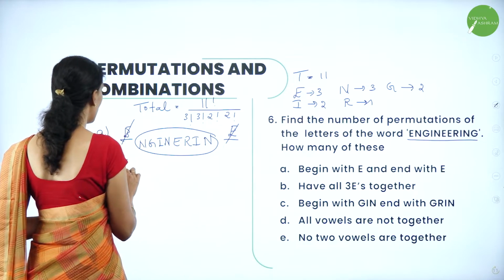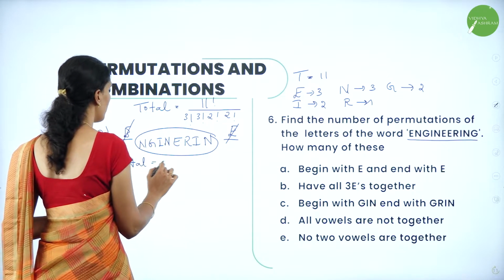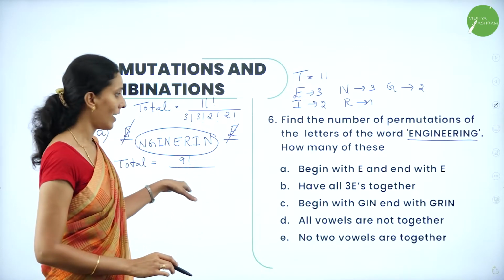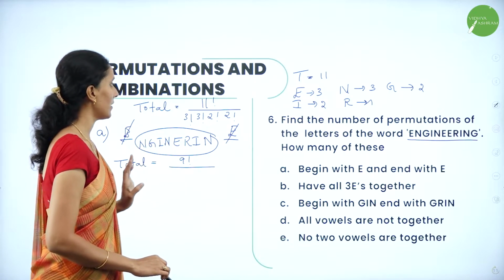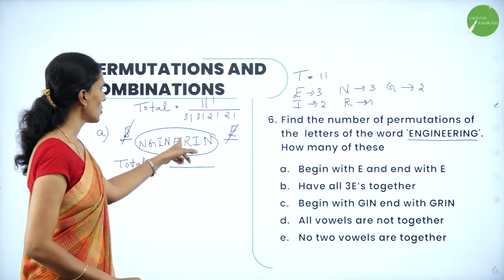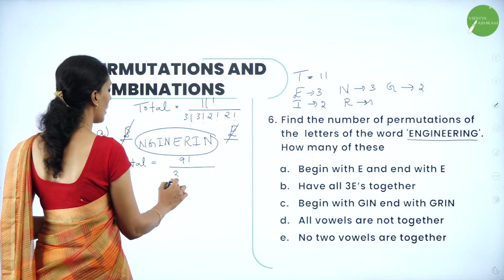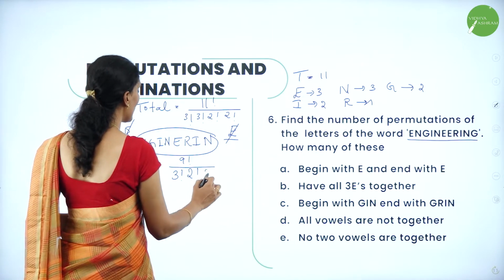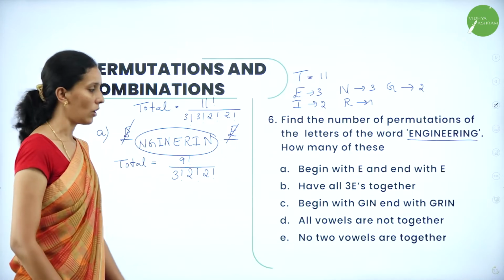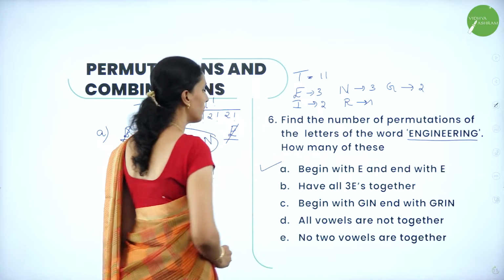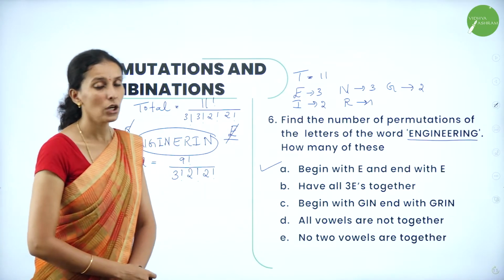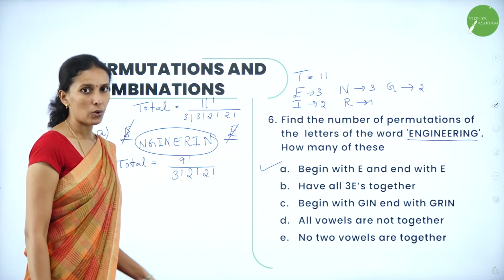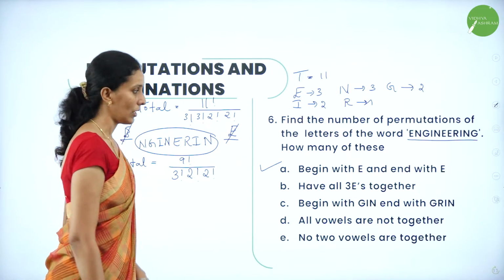So therefore here my total will be 9 factorial divided by the letters repeated there also. Here also the letters are repeating. In these letters, E is not repeated but N is repeated, therefore 3 factorial; G is repeated, therefore 2 factorial; and I is repeated, therefore 2 factorial. So my total number of words, or total number of permutations, that begin with E and end with E will be 9 factorial by 3 factorial into 2 factorial into 2 factorial.